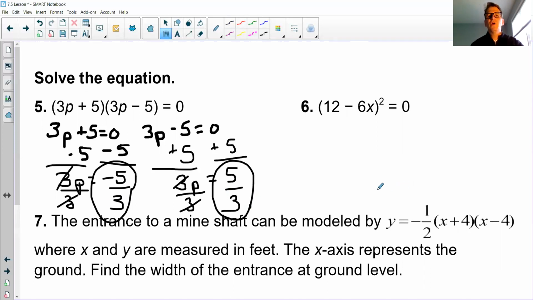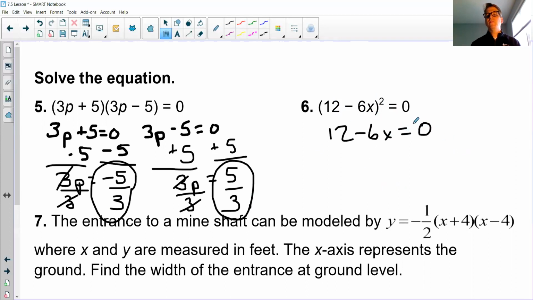So let's do number 6. 12 minus 6x, quantity squared, equals 0. Okay, so you have to think: you have a number that's squared equal to 0. That means that the number inside the parentheses, 12 minus 6x, has to be equal to 0.